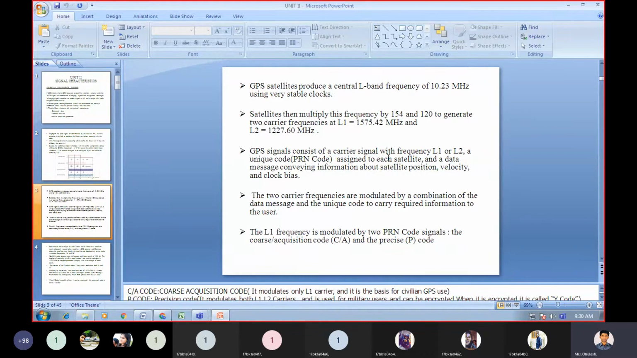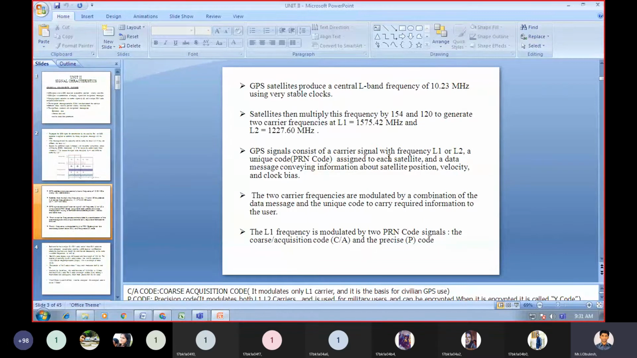The GPS signal consists of a carrier signal with frequency L1 or L2, a unique code assigned to each and every satellite, and a data message conveying information about satellite position, velocity and clock bias.